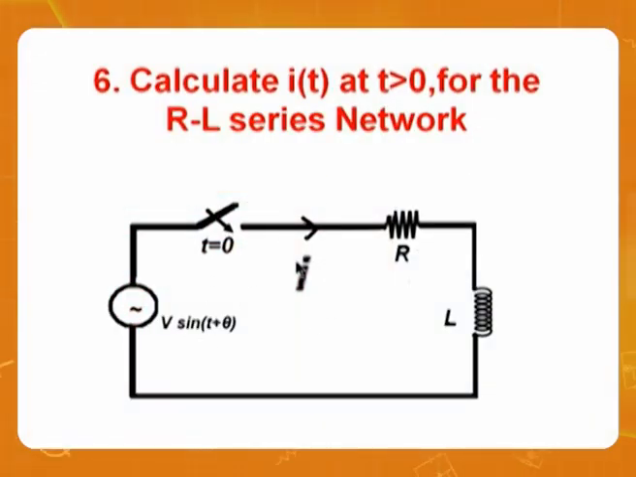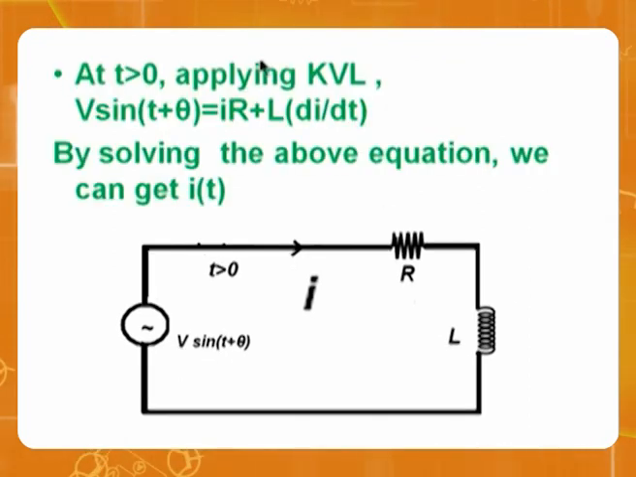That's about the angle. Now the same thing, what will happen for t greater than 0? Whatever the initial value that you have, you supply here. When you supply the initial value here, what will happen? Let us see. For t greater than 0, the switch is closed. V sin(t + theta) = iR + L di/dt. Everything will be there.